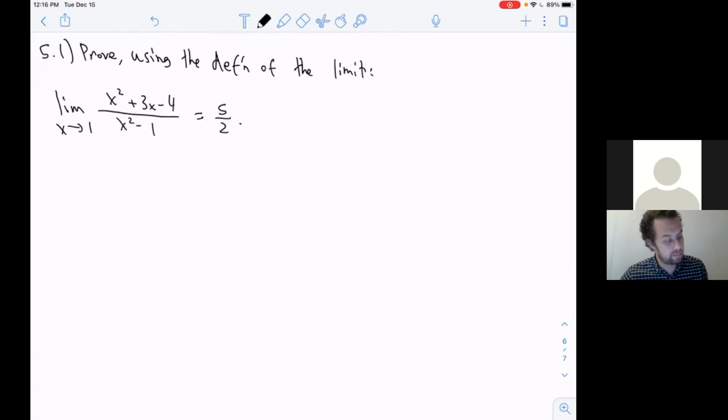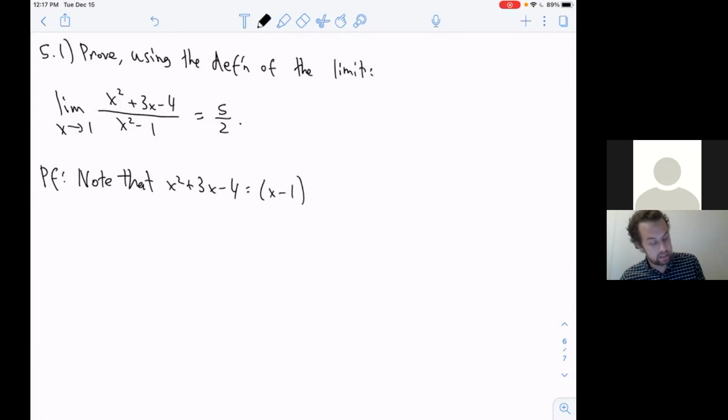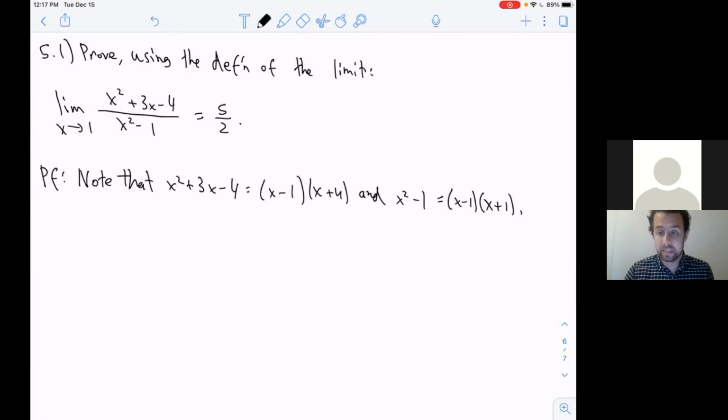We would just leave this part blank. So I'll talk through this. So first we note that x squared plus 3x minus 4 factors as x plus 4, x minus 1, and x squared minus 1, well, that's a difference of squares, is x minus 1, x plus 1. So as long as x isn't 1, we can simplify this fraction.